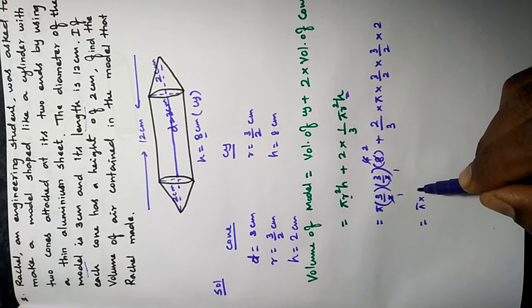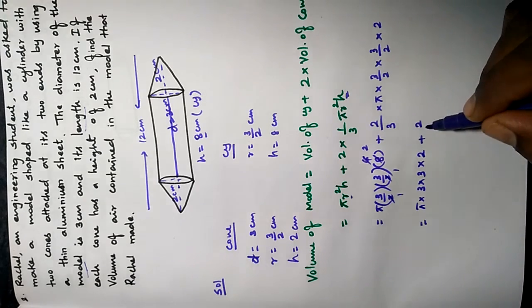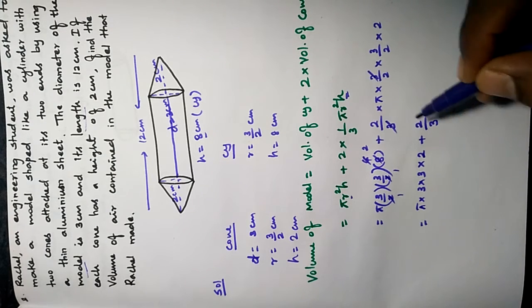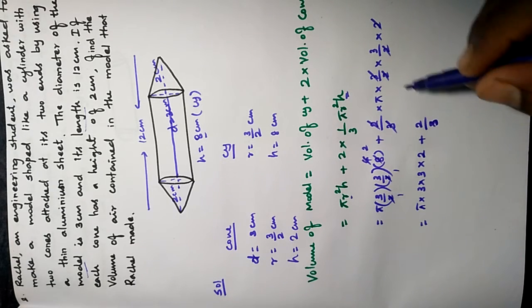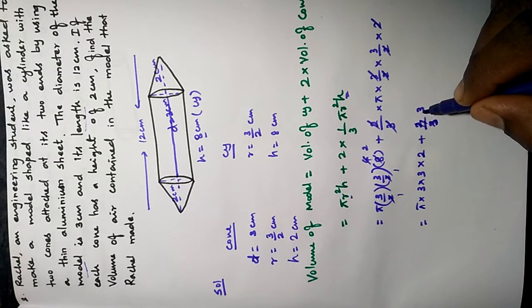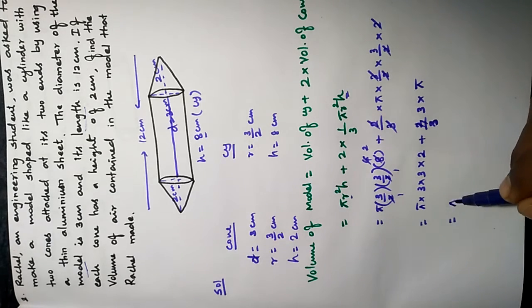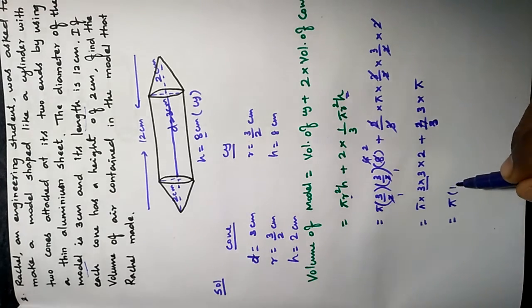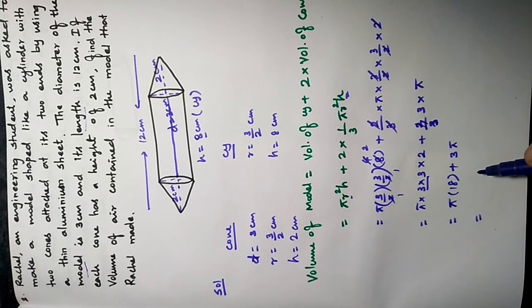here pi into 3 into 3 into 2 plus, here we have 2 by 3, sorry, the 3 also you can cancel here, let's cancel that 3, then 2 and 2 also can cancel, and this 2 also cancels, so remaining we have here 3 into pi. Okay, now multiply this, pi let it be here, 3 3s are 9, 9 2s are 18, so you will get 18 pi plus 3 into pi, here you will get 3 pi. Now 18 pi plus 3 pi, you will get 21 pi.